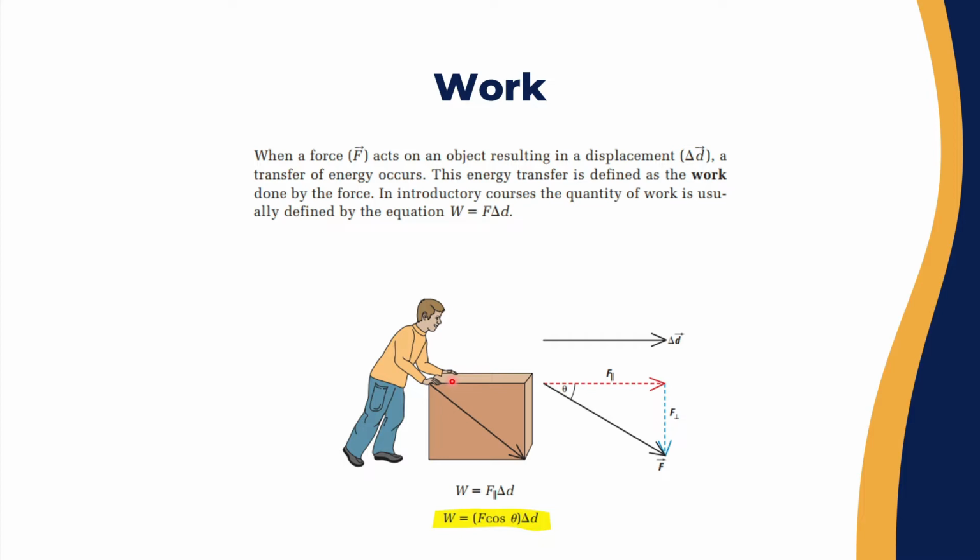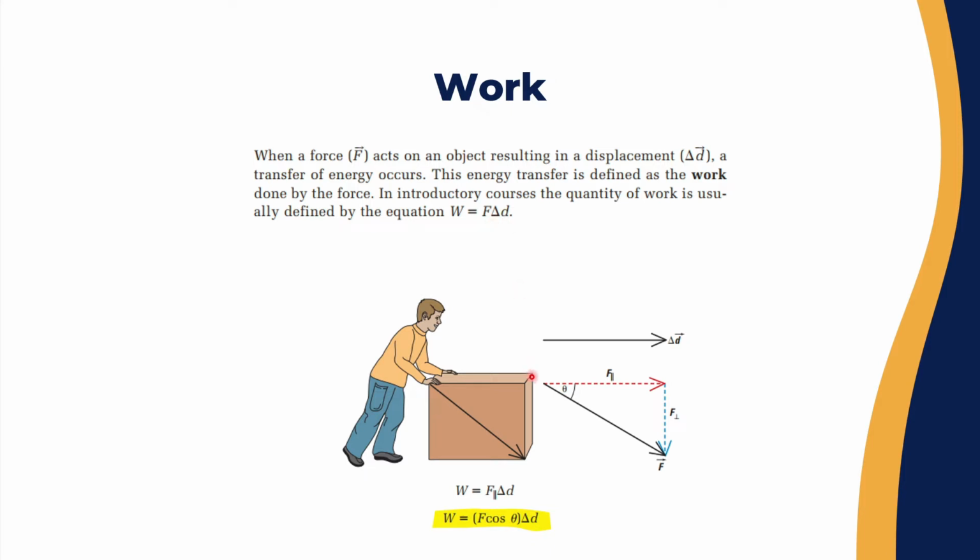In order to do that, you need a certain amount of force, and you'll be consuming a certain amount of energy out of your body. So when the force F acts on an object, resulting in a displacement delta D, the distance between the initial position and the final position, a transfer of energy occurs. In this case, the energy transfer is defined as the work being done by that force. If you want to define the equation of work, work equals the force multiplied by the change in distance, or force by displacement.